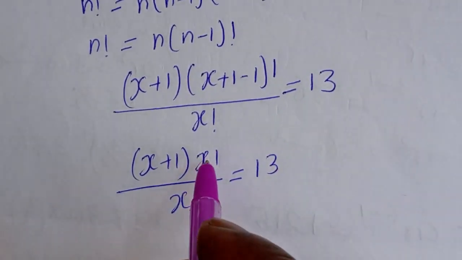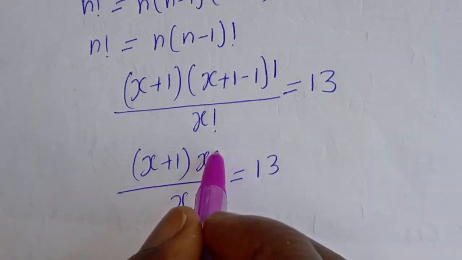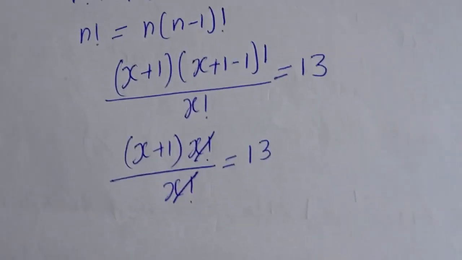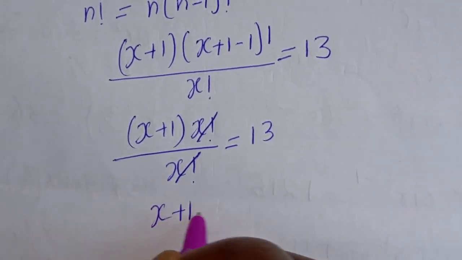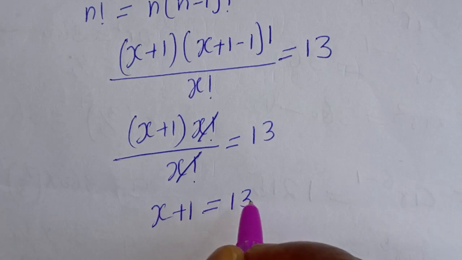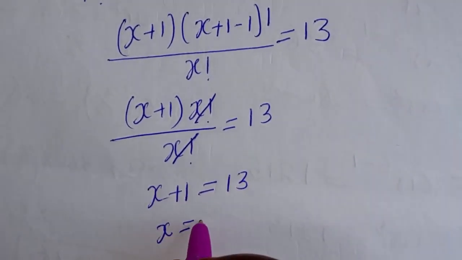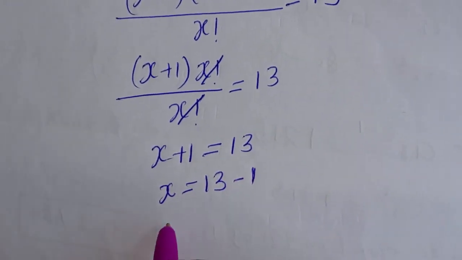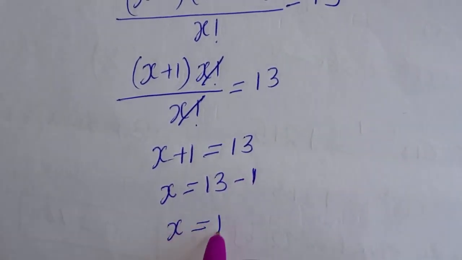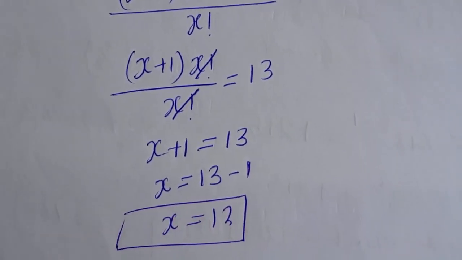Then if you look at the numerator and denominator, factorial will cancel factorial. S plus 1 is equal to 13. S is equal to 13 minus 1. Then s is equal to 12. This is the final answer.